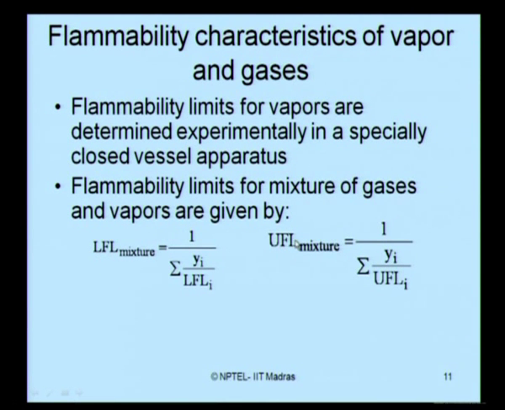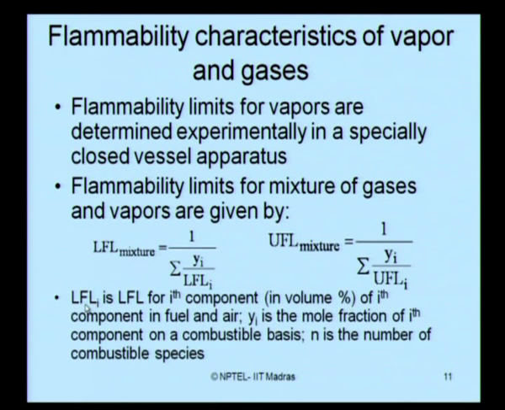The upper flammability limit for a mixture of gas and vapor is given by this relationship, where LFL_i is the lower flammability limit of the ith component, which is expressed in volume percentage of the ith component in fuel and air. Y_i is the mole fraction of that ith component on a combustible basis, and you sum this up for N, where N is the number of such combustible species.